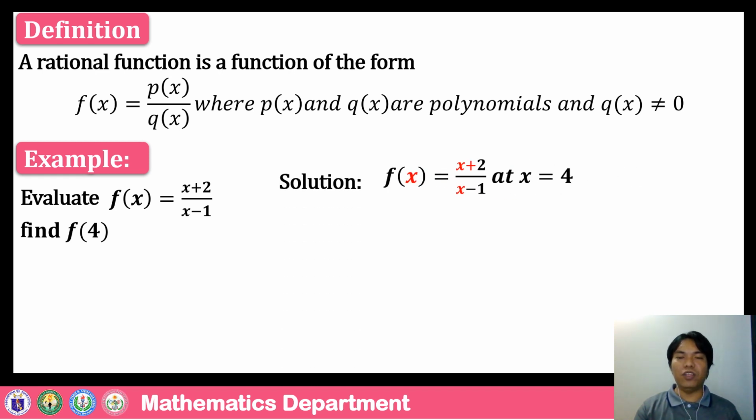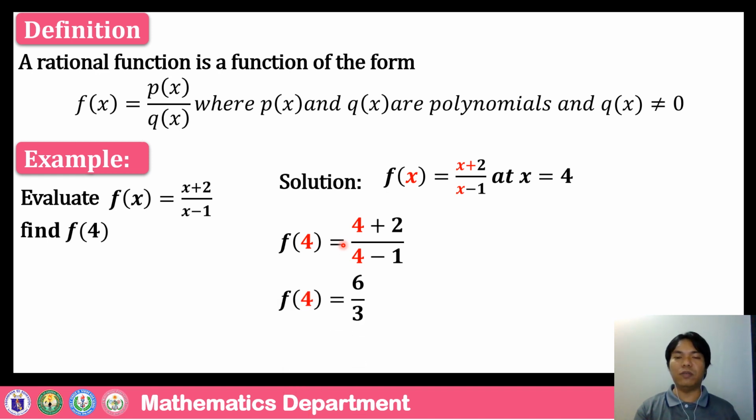So pag pinalitan natin yung ating variable x ng positive 4, magkakaroon tayo ngayon dito ng f of 4 is equal to 4 plus 2 over 4 minus 1. At kung ating ipagsasamahin o i-combine yung ating mga numbers na nasa numerator, 4 plus 2 is just equal to 6 at yung nasa denominator natin, 4 minus 1 is equal to positive 3. And simplifying this one, 6 over 3 is just the same as f of 4 is equal to positive 2.